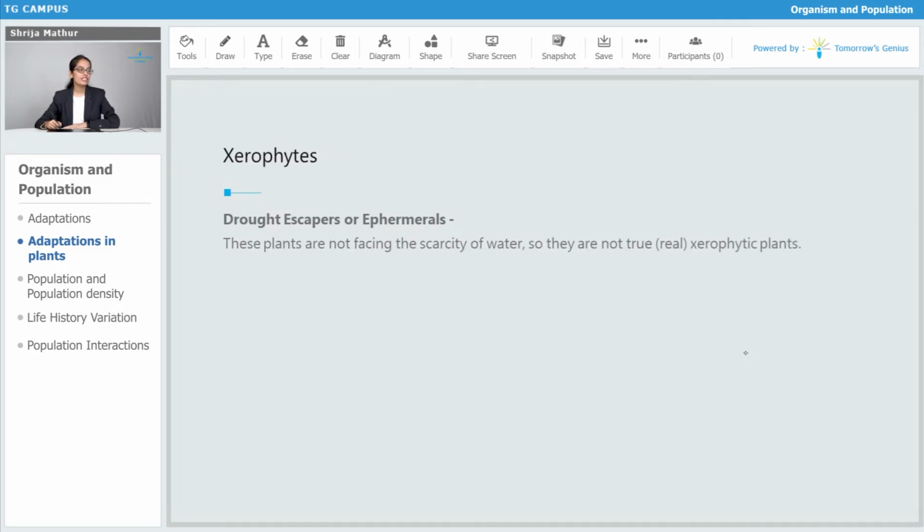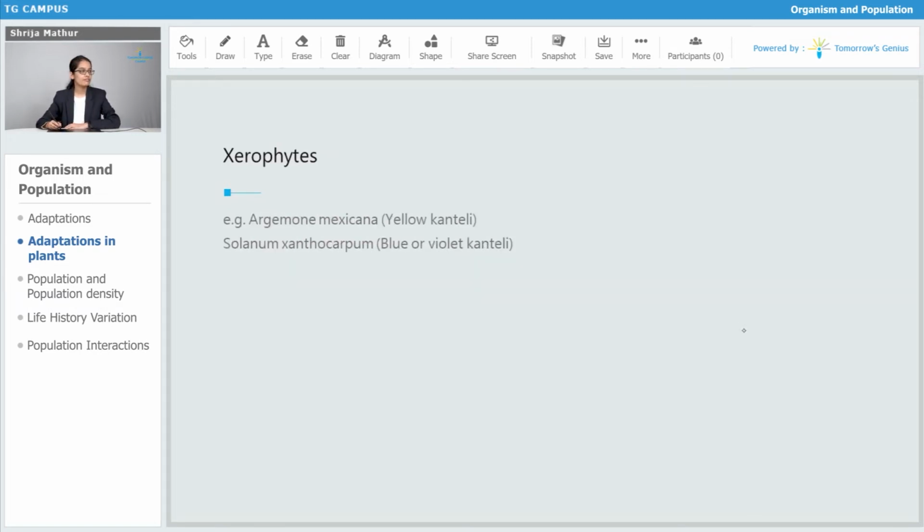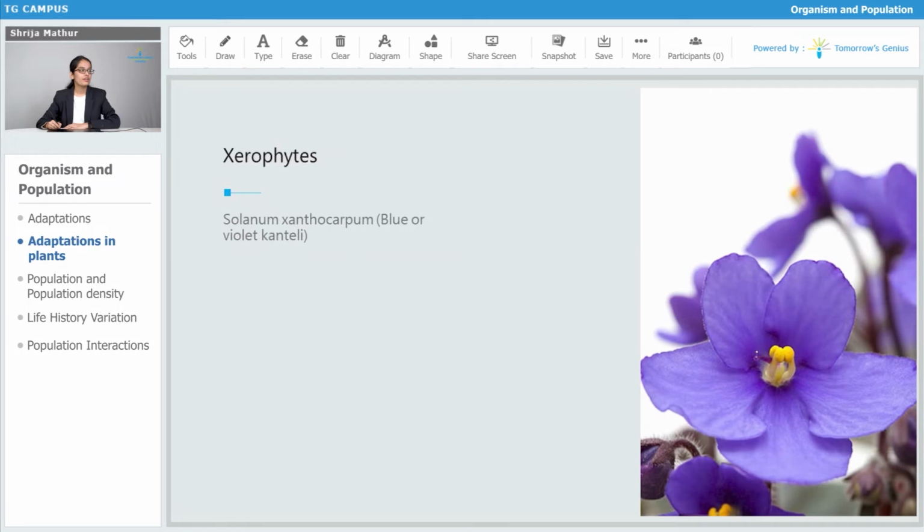These plants are not facing water scarcity, so they are not truly xerophytic plants. They do not have any xerophytic adaptation. Spines are found which help protect them from grazing animals. Examples are Argemone mexicana and Solanum xanthocarpum. So here is your Solanum xanthocarpum diagram.